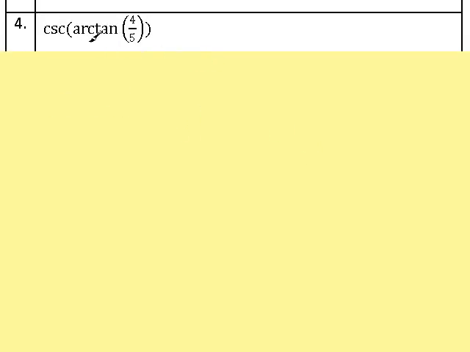In number 4, we want the cosecant of this angle. This is an angle whose tangent is 4 over 5. So let's call this angle theta, and let's draw a triangle containing theta. Theta is an angle whose tangent is 4 over 5. That's opposite over adjacent, opposite 4, adjacent 5. So there's a picture of theta.